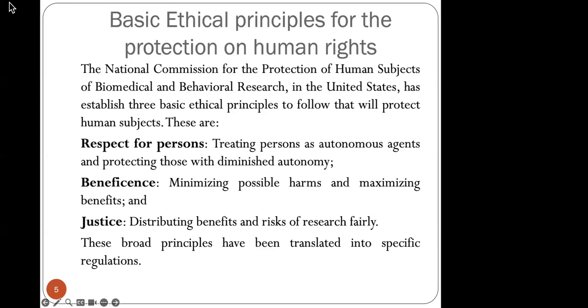So there are certain basic principles for the protection of human rights. The National Commission for the Protection of Human Subjects of Biomedical and Behavioral Research in the United States of America established three ethical principles to follow that will protect human subjects. These are: respect for the person, the second one is beneficence, and the third one is justice.